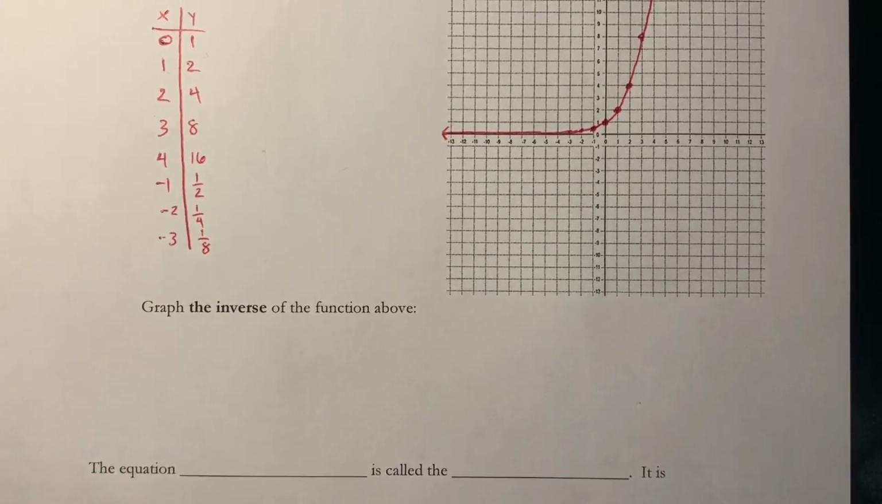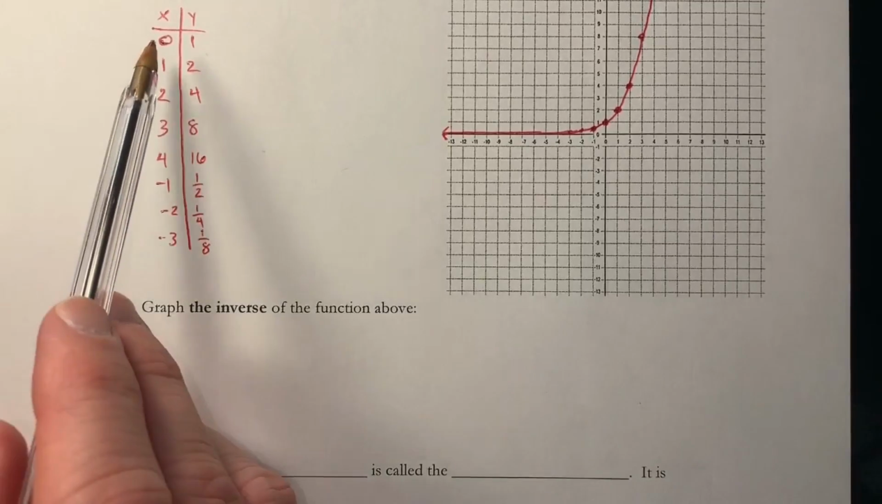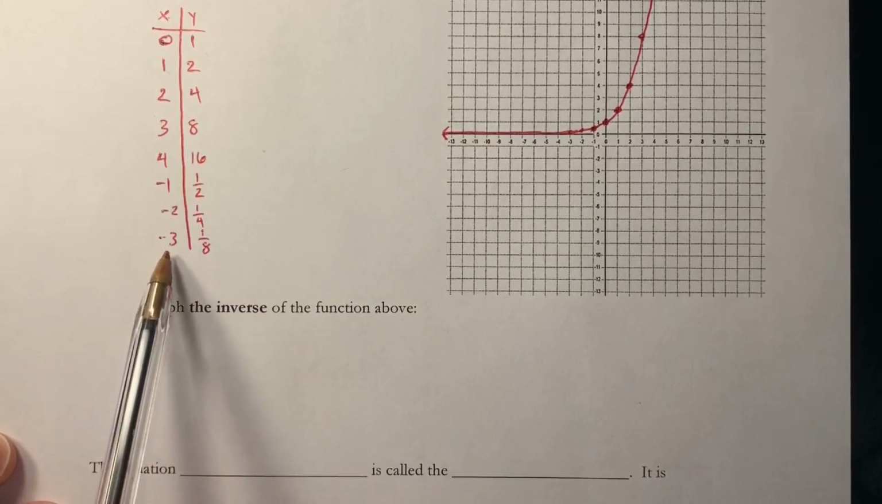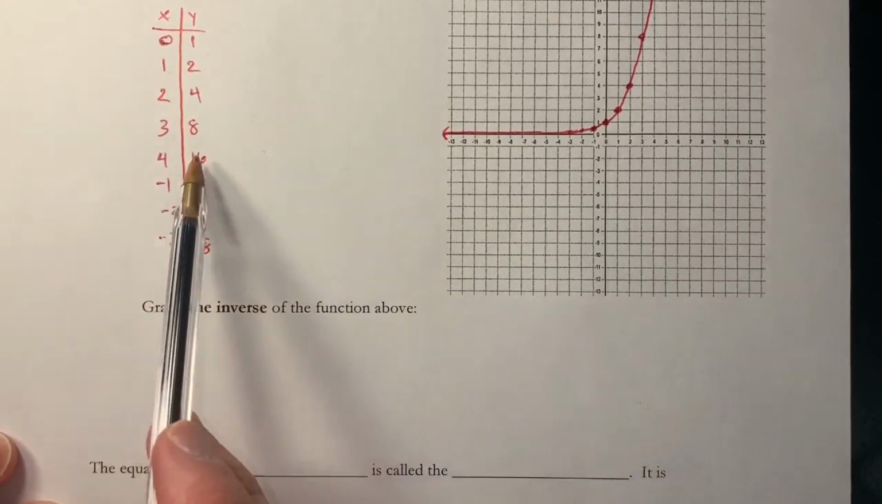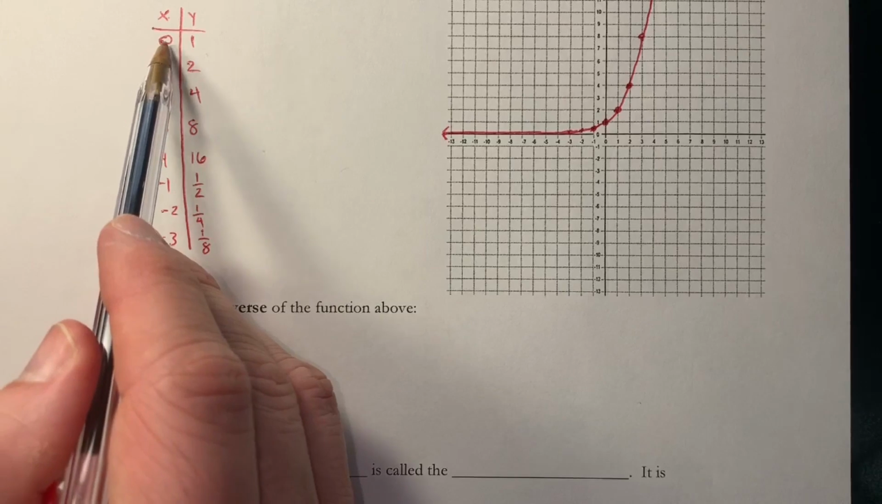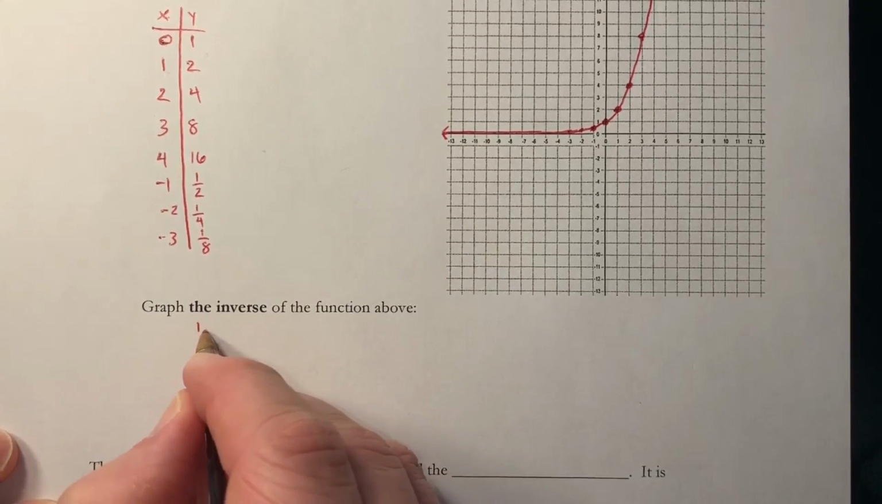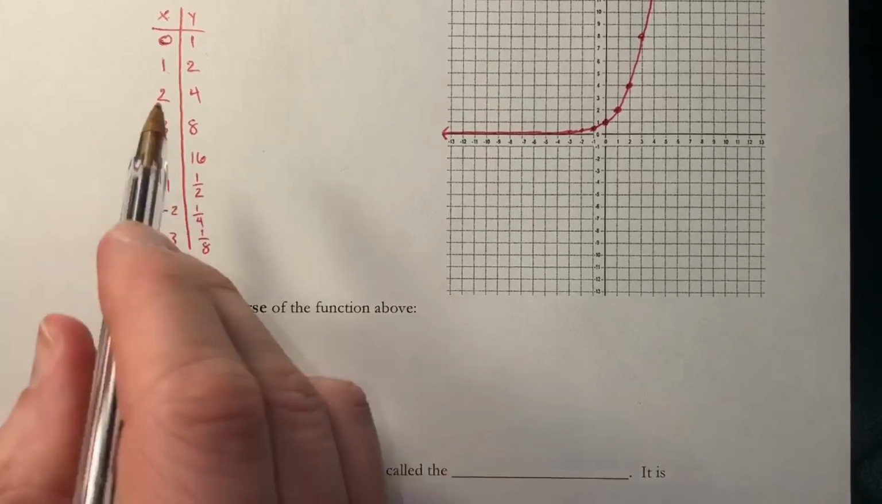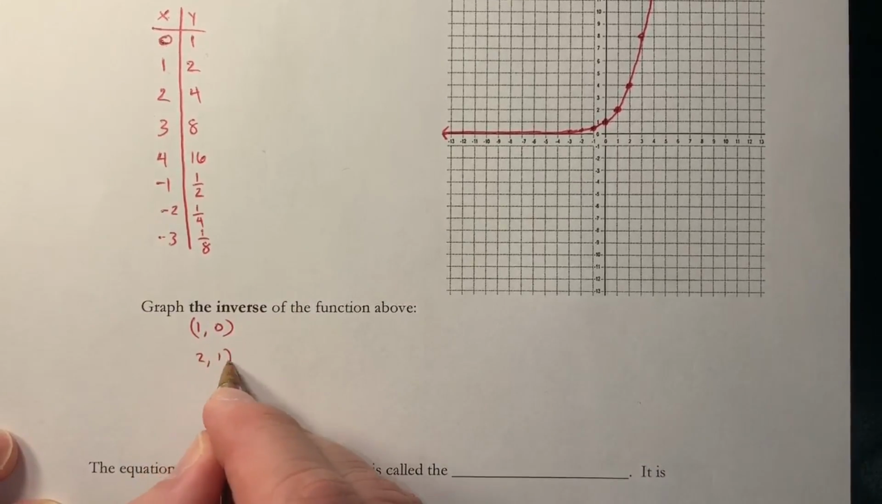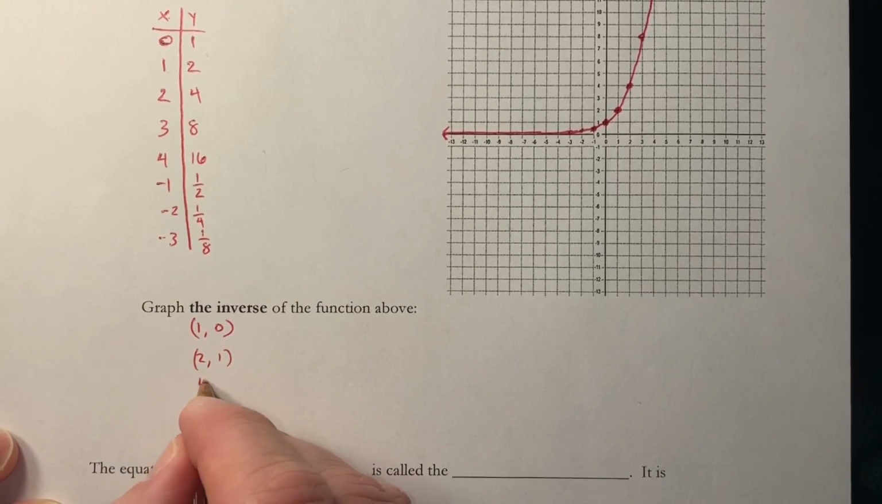Now, an inverse happens when you switch the input and the output. The x's are the inputs, the y's are the outputs. So here, where we have a point of 0, 1, in the inverse, we're going to have a point of 1, 0. And we'll have a point of 2, 1. And 4, 2.